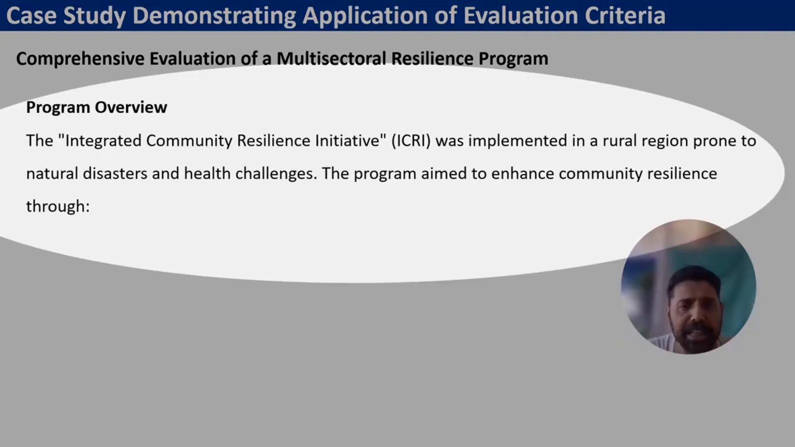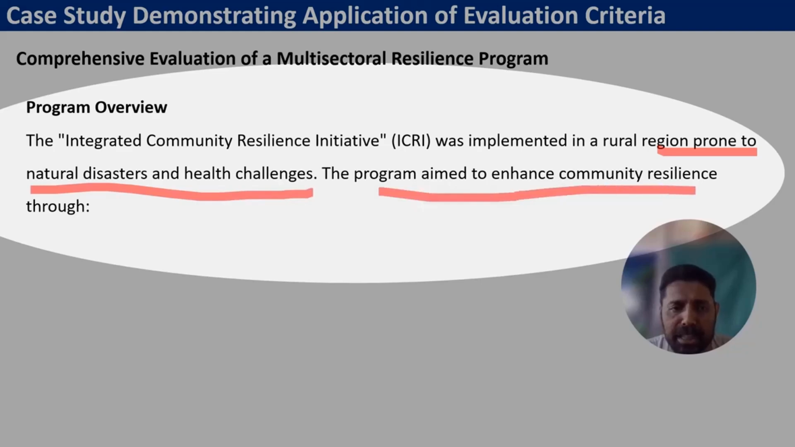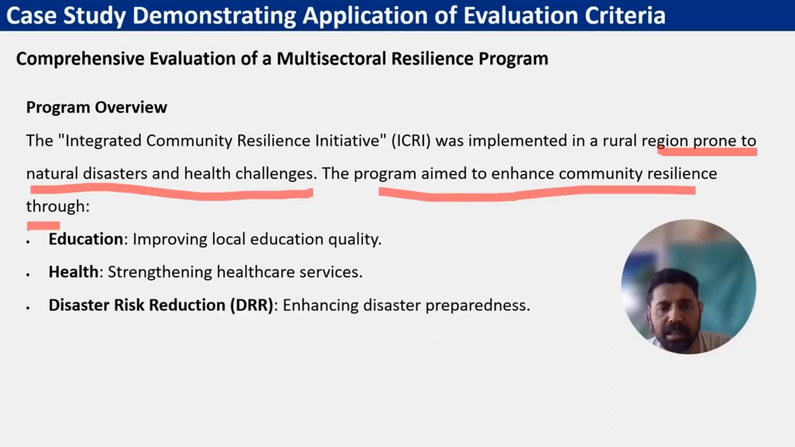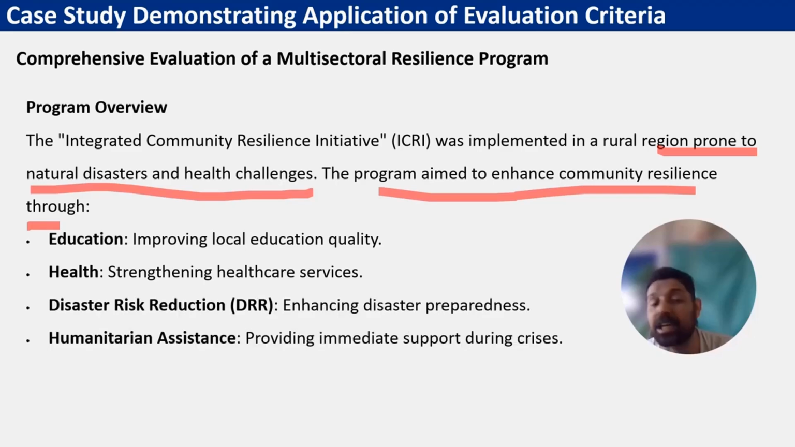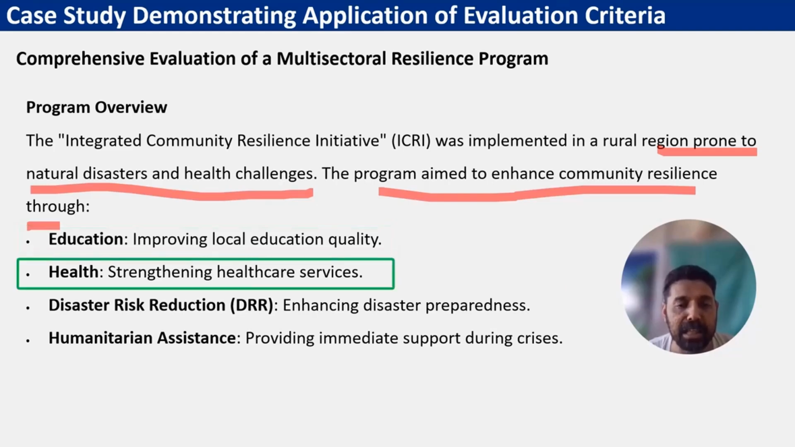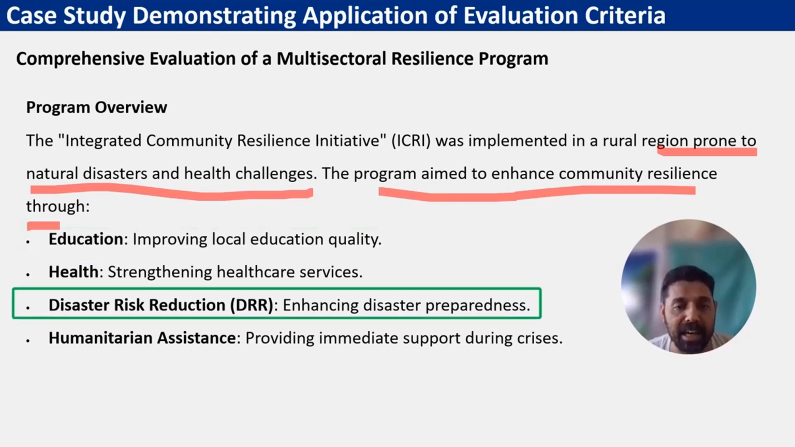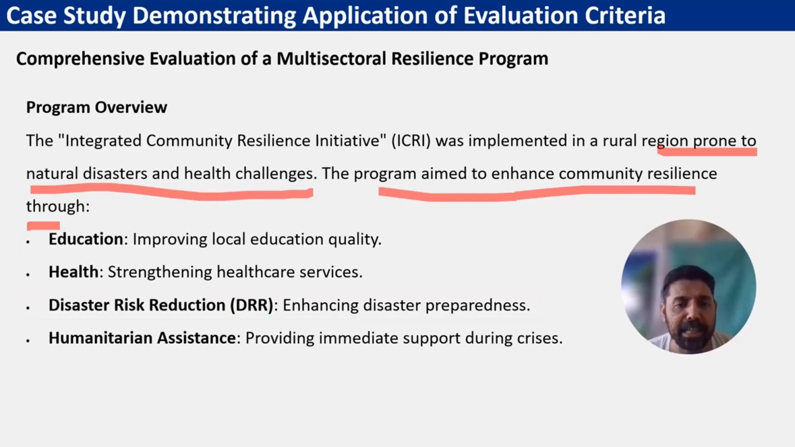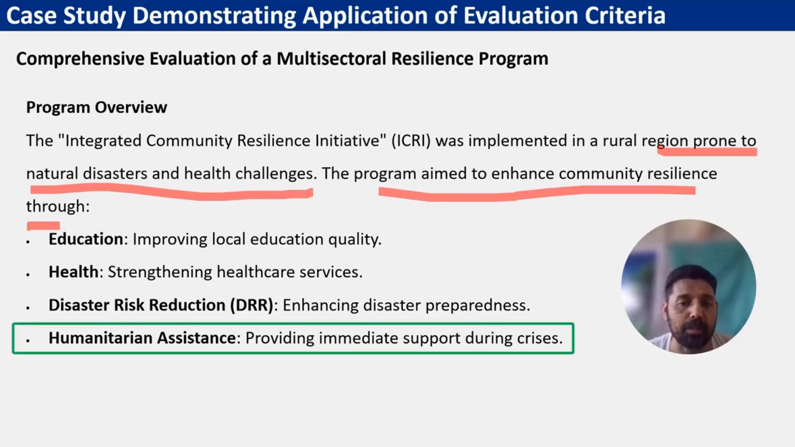Program overview. The Integrated Community Resilience Initiative was implemented in a rural region prone to natural disasters and health challenges. The program aimed to enhance community resilience through education, health, disaster, and humanitarian assistance. You can see here that it was multi-sectoral, so in education their goal was improving local education quality, in health strengthening health services, in disaster enhancing disaster preparedness, and in humanitarian providing immediate support during crisis.